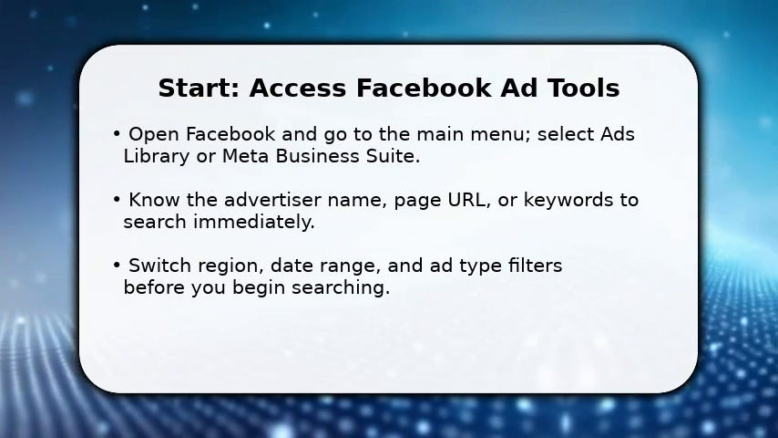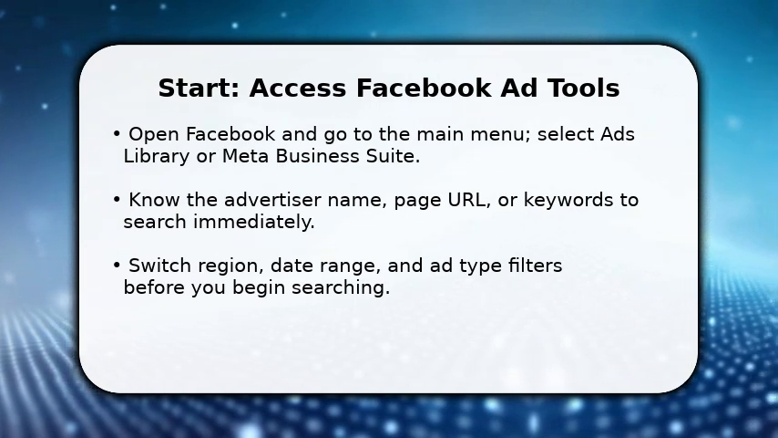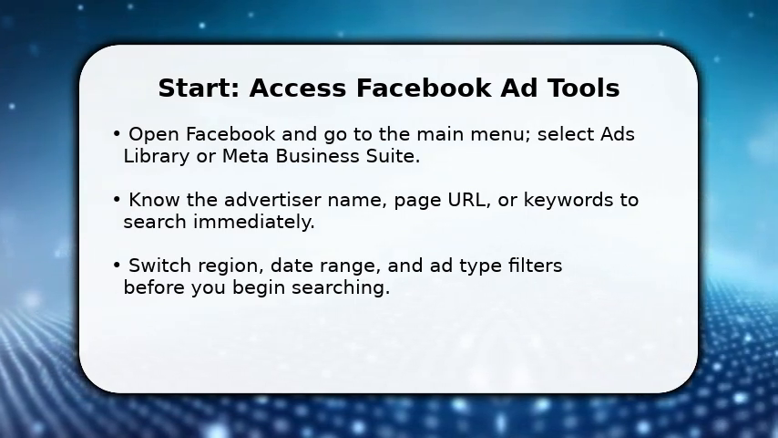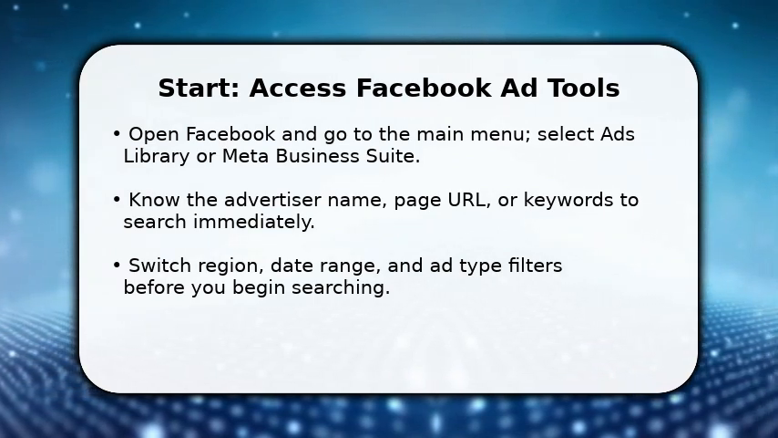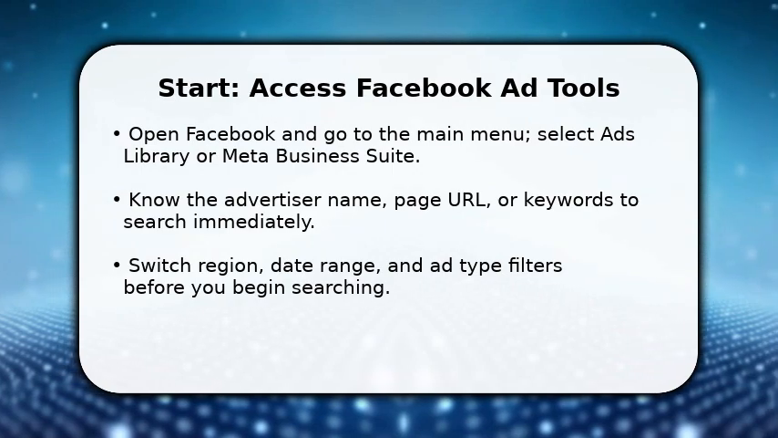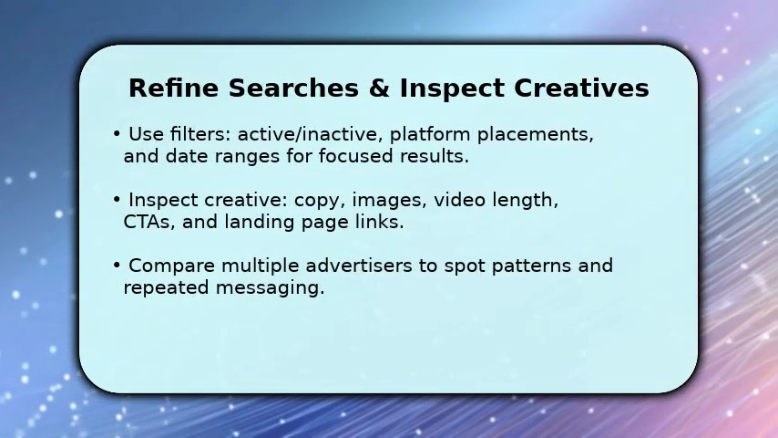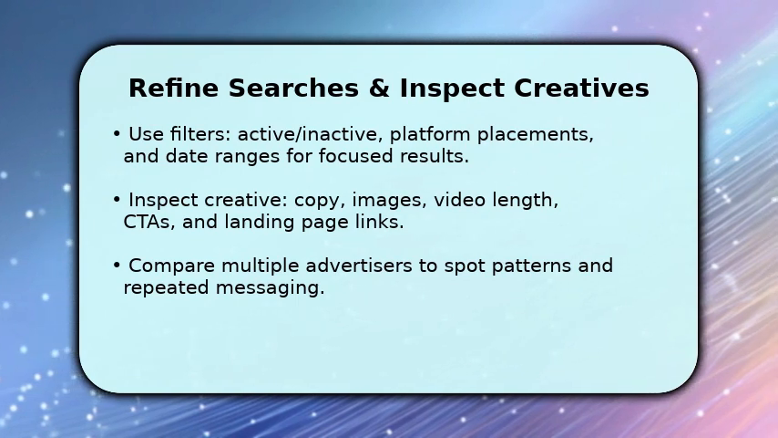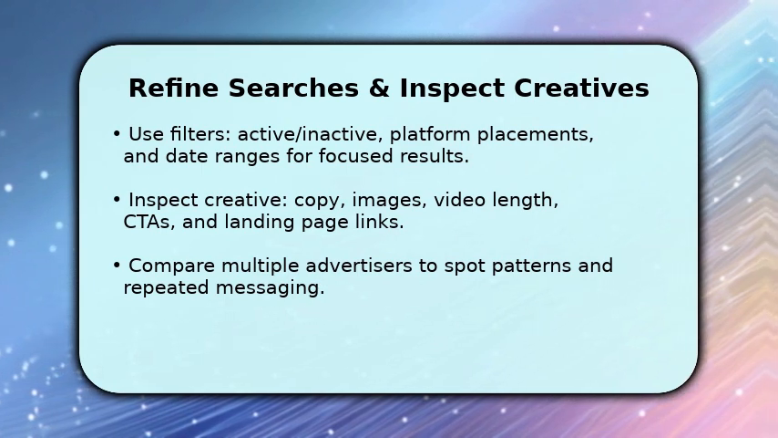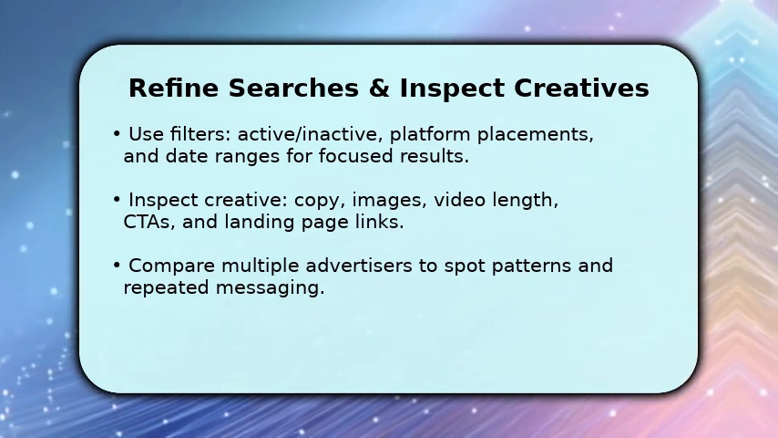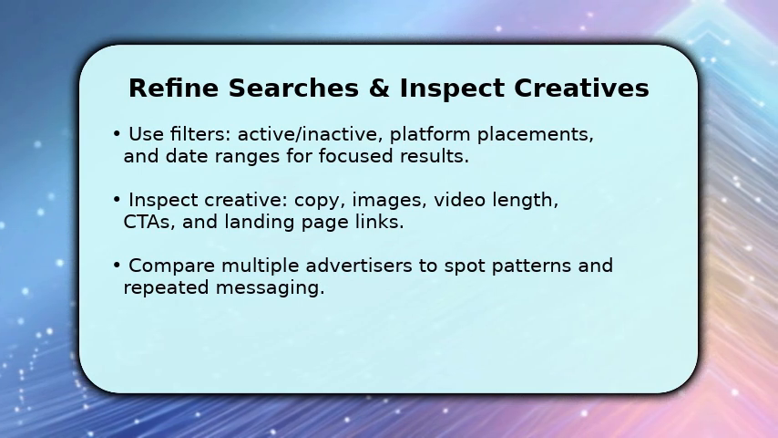Once done, scan results for active versus inactive tags and the ad creative thumbnails. This gives immediate visibility into messaging and frequency without extra navigation. Once you have initial results, refine with placement and status filters to isolate feed, stories, or in-stream ads and active versus inactive campaigns. Click an ad to inspect the creative closely.